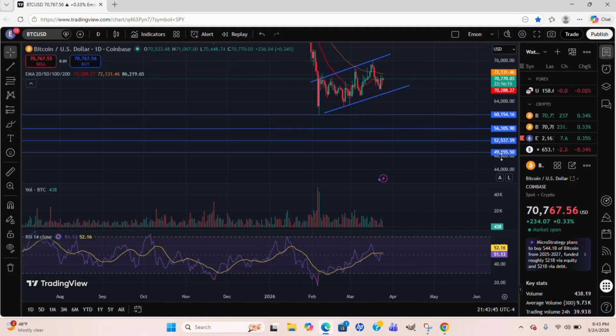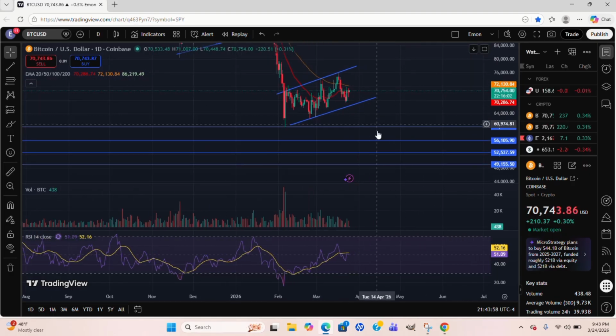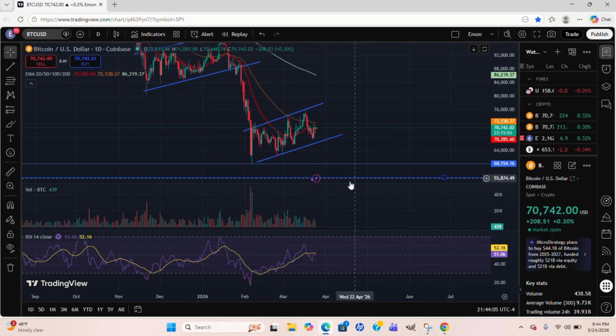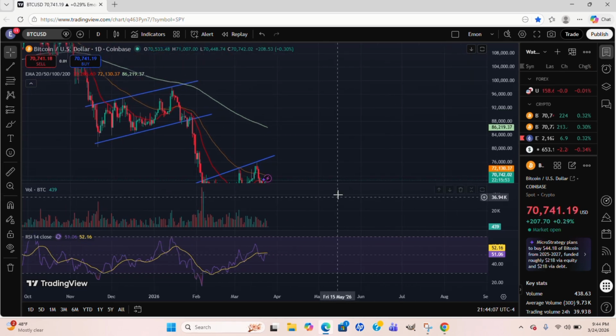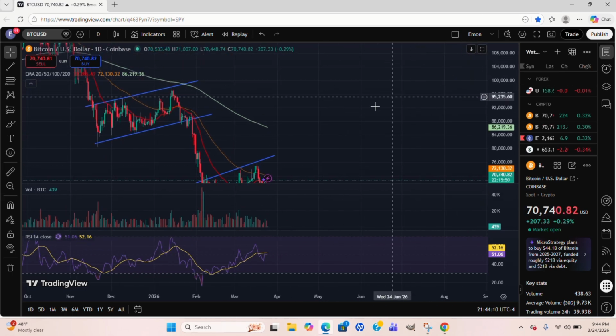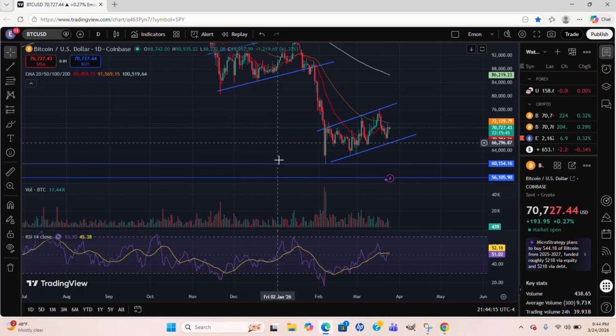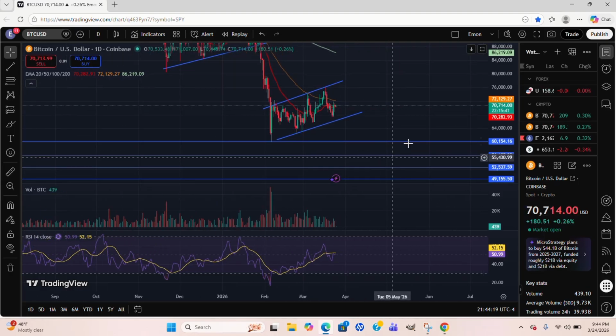I think 49,000 is the lowest support where it can go, but I'm not saying it's going to go there. It can go down to any of these supports and it can absolutely bounce from there. But overall, after one more move down, I'm expecting a very bullish move on Bitcoin. I'm expecting Bitcoin to go up a lot. How much will it go up? For that, I will do another technical analysis when I see a strong reversal.